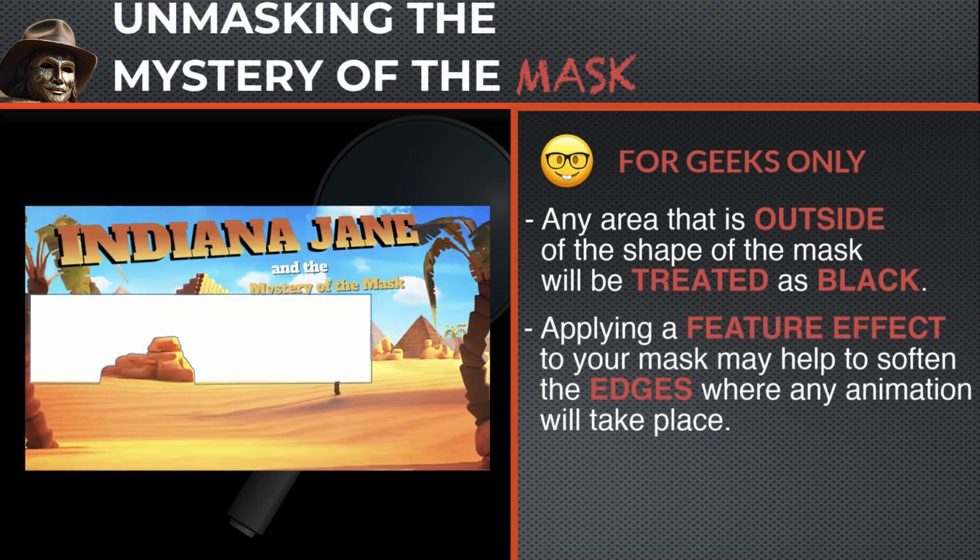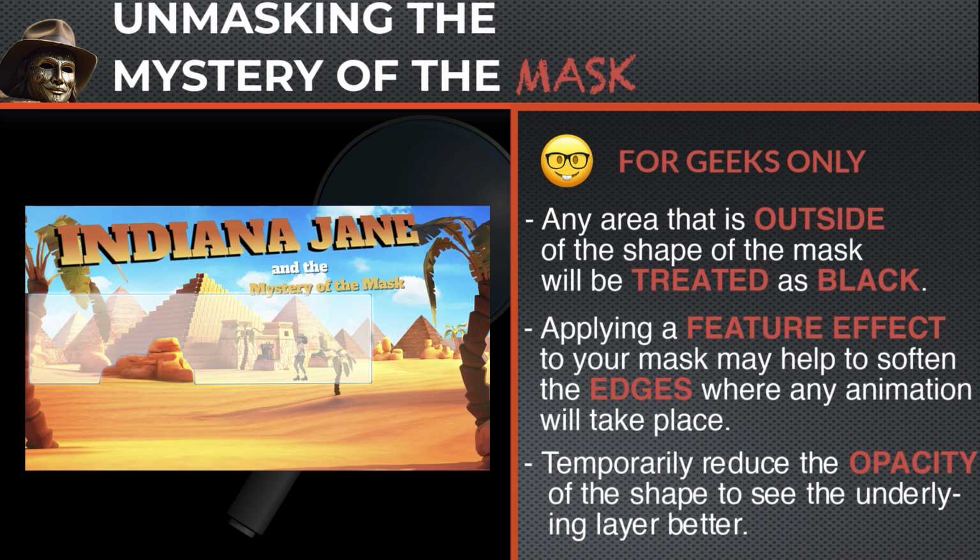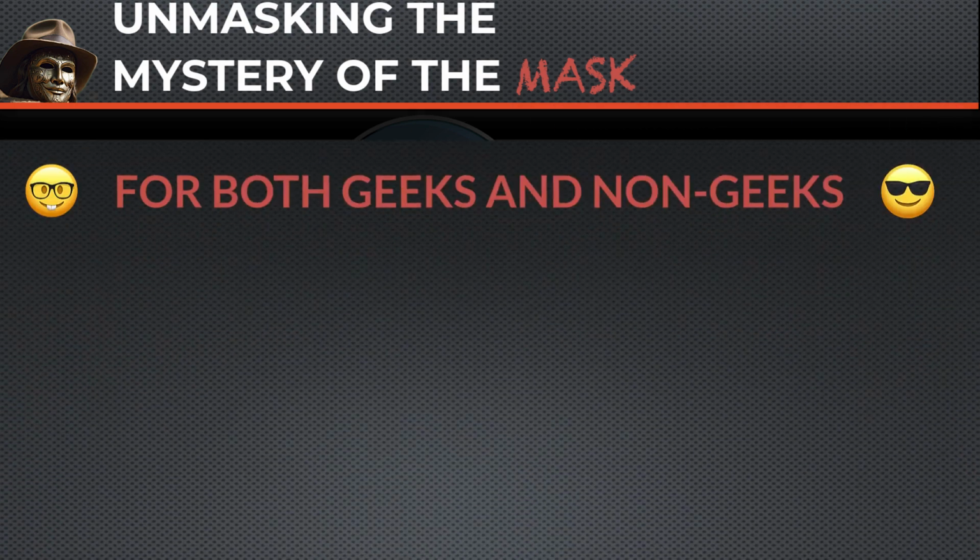Applying a feather effect to your mask may help soften the edges where any animation will take place. It may also be helpful to temporarily reduce the opacity of the shape that you will be converting into a mask so that you can see the underlying layer and how to mask it better.